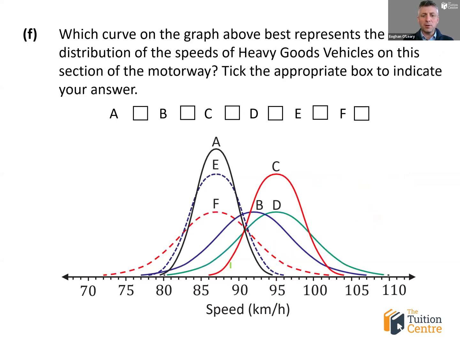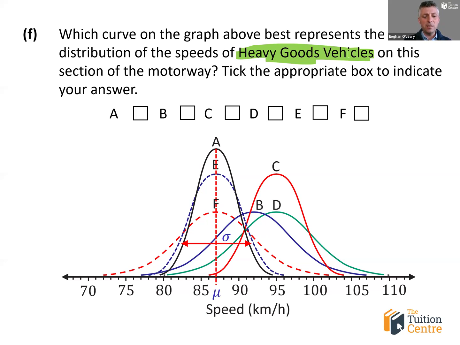Which of the graphs represents the distribution of speeds for heavy goods vehicles, HGVs, on this section of motorway? Tick the appropriate box to give your answer. In this case, there's a bit of imagination required. You've got to think about heavy goods vehicles. It's clear that the average speed would have to be lower. So how much lower? Given the options here, I think it's fair to say the average speed could be, say, 87.